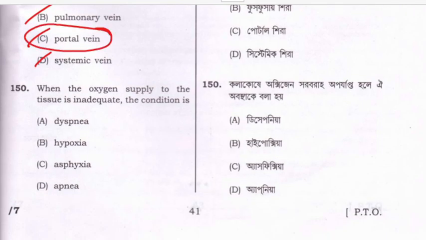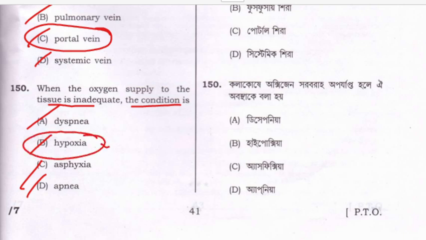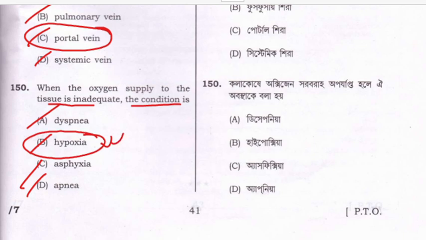When oxygen supply in tissue is inadequate, the condition is known as dyspnea, hypoxia, asphyxia, or aphasia. This is known as basically hypoxia. The correct answer is B.